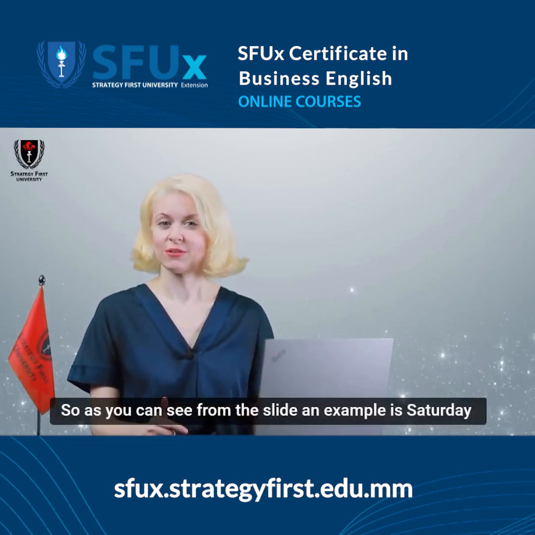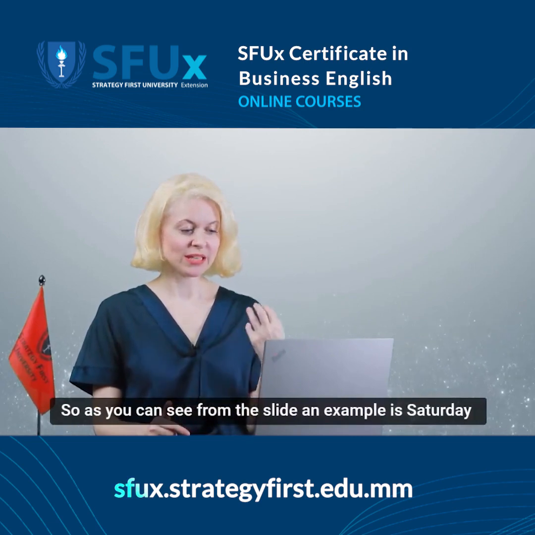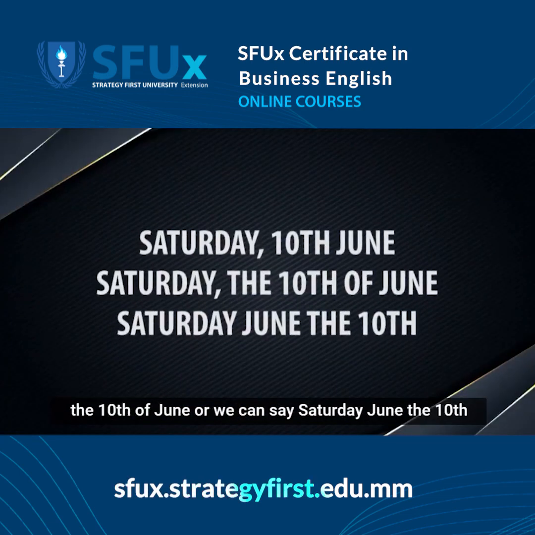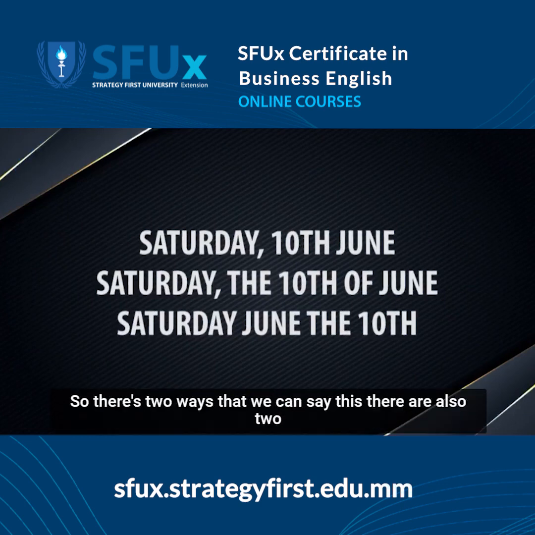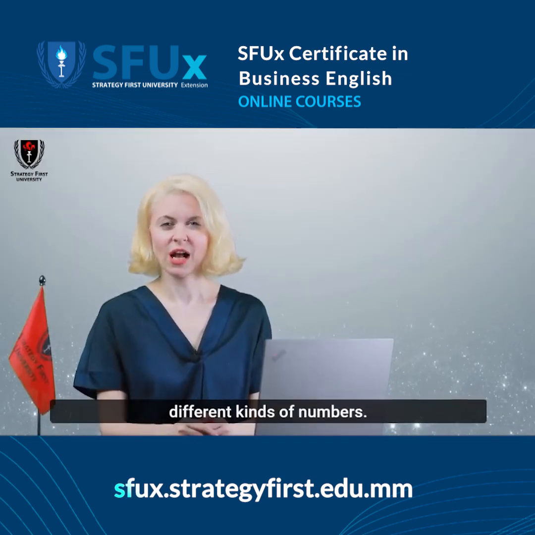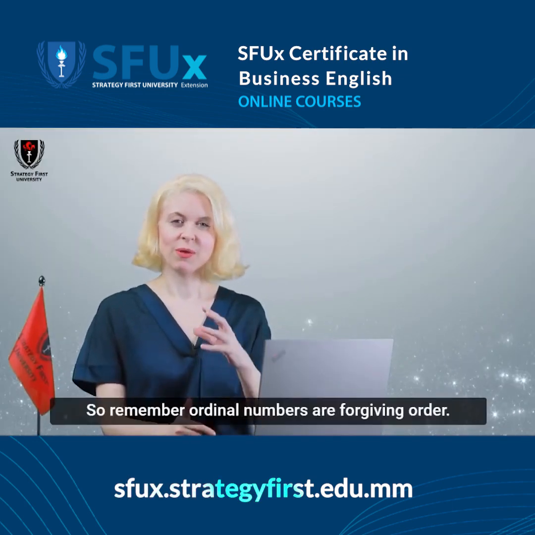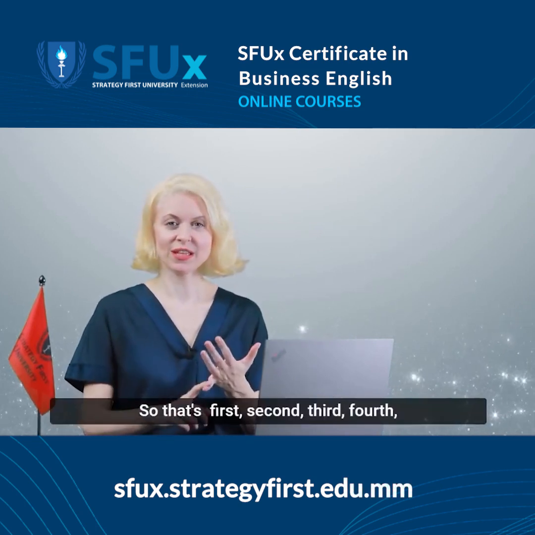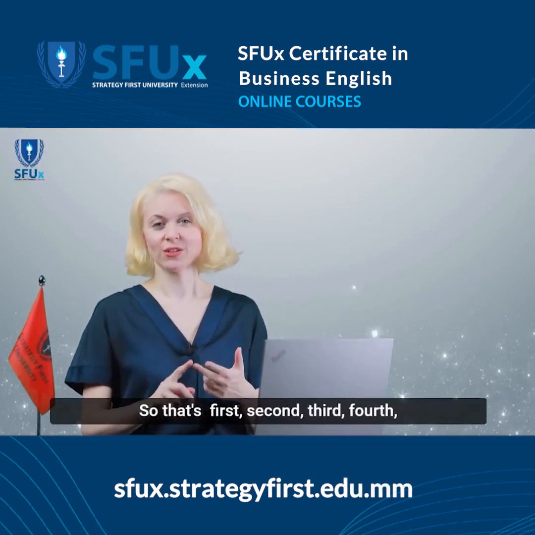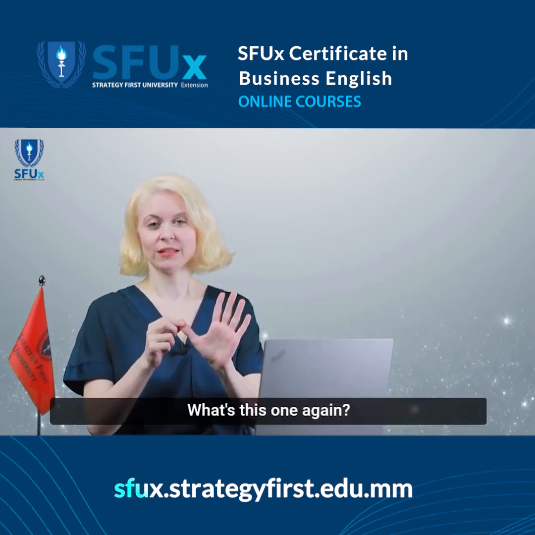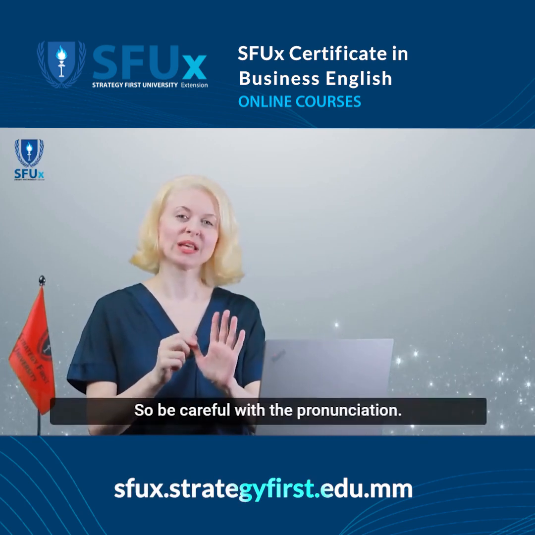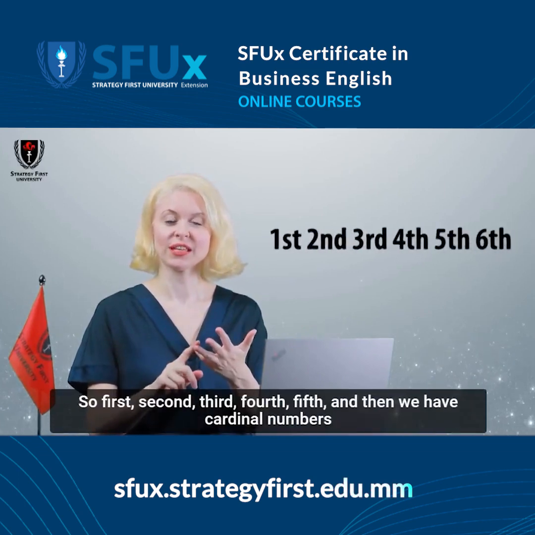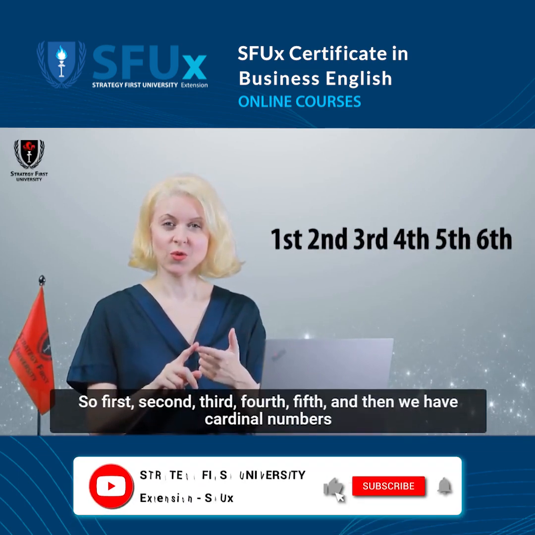As you can see from the slide, an example is Saturday, the 10th of June, or we can say Saturday, June the 10th. So there are two ways that we can say this. There are also two different kinds of numbers. Remember, ordinal numbers are for giving order. That's first, second, third, fourth, and what's this one again? Yeah, fifth. So be careful with the pronunciation. First, second, third, fourth, fifth.